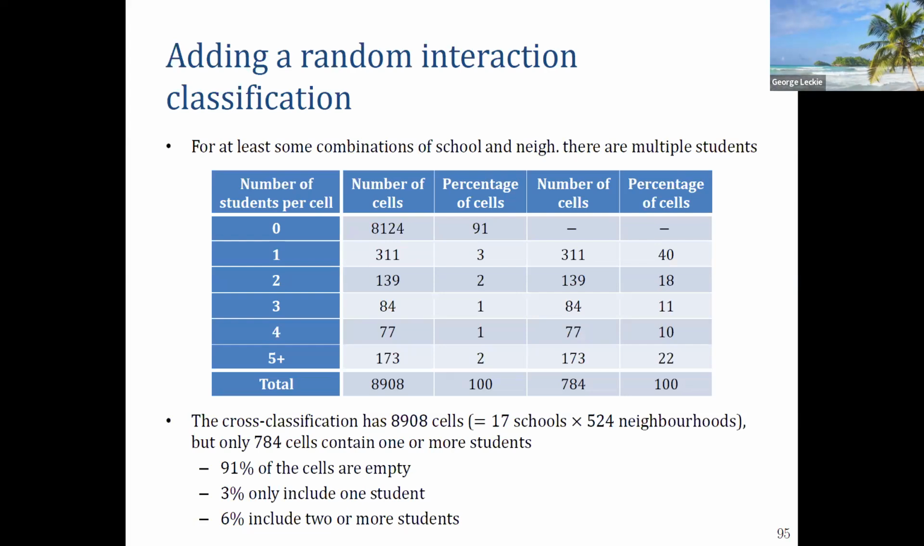A few more stats here. 91% of the cells are empty, because clearly if you live here, you don't go to the school miles away. So most combinations of neighborhoods and schools have no kids. It's only when neighborhoods are close to schools that they're going to send kids to them. 3% include only 1 student, and only 6% of the cells include 2 or more students.